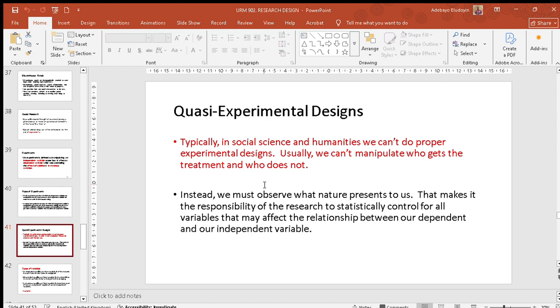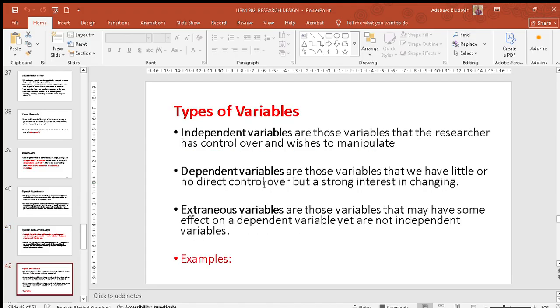Thank you. And don't forget I said we have experimental design to include field experiment, laboratory experiment, and quasi experimental design. But in any of these experimental designs, as I mentioned earlier, we have independent variables, we have dependent variables, and we have what we refer to as external variables.